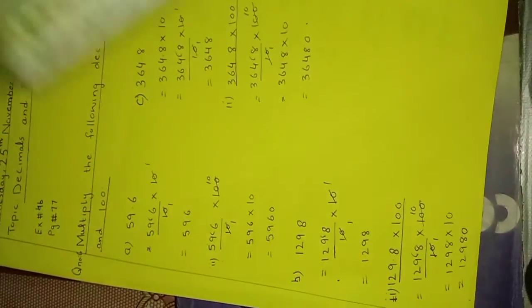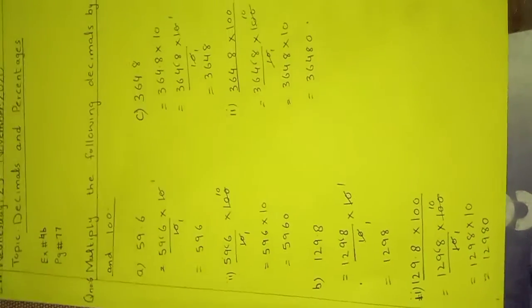B part. 129.8 multiplied by 10. First of all, we will remove the point, and here comes 10 in the denominator. Then multiply by 10. 10 ones are 10, 10 ones are 10. So 1298 will be your answer.